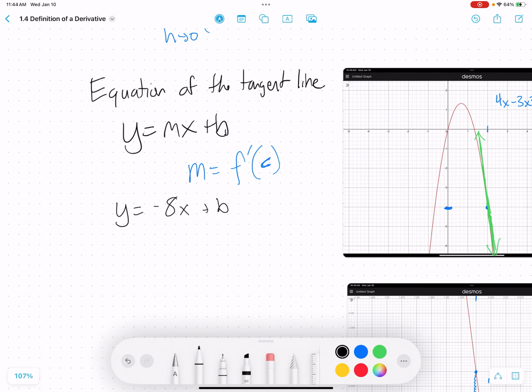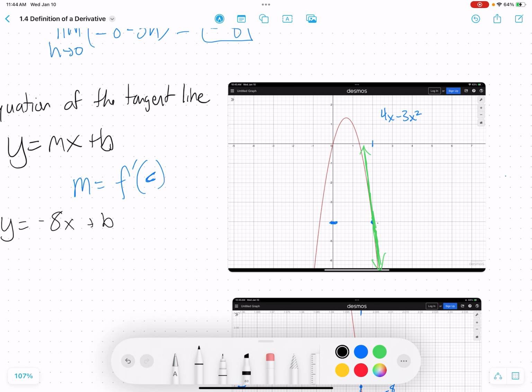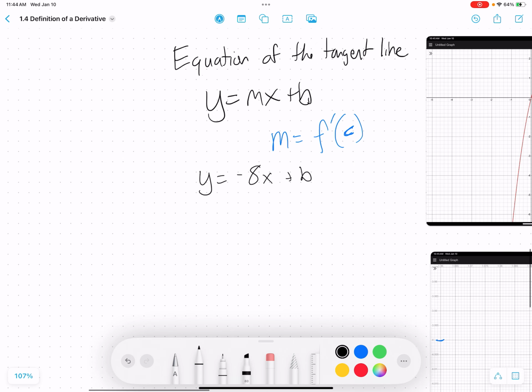Well, what's my y-intercept? You'll notice with what I've drawn so far, I haven't crossed the y-axis yet, so I don't know the y-intercept of my green line. Can I just use the y-intercept of my function? Well, no, because that will move the line over here, and I don't want that. I want the line going through the point that we're looking at. So I need to actually figure out what the y-intercept is, or I can use point-slope form.